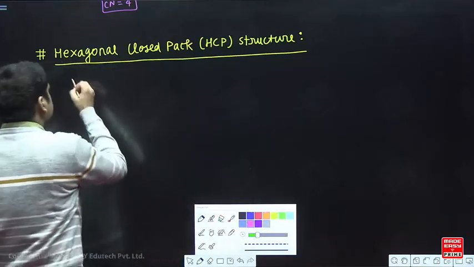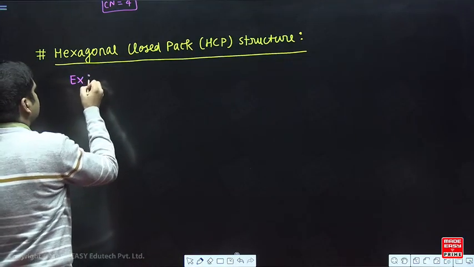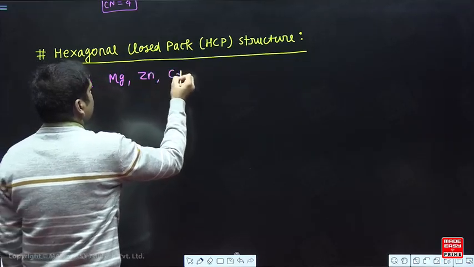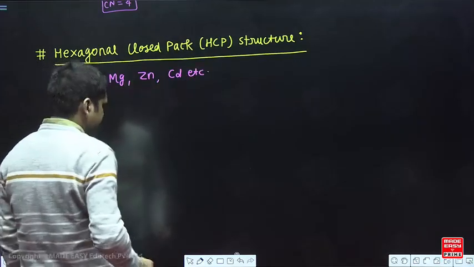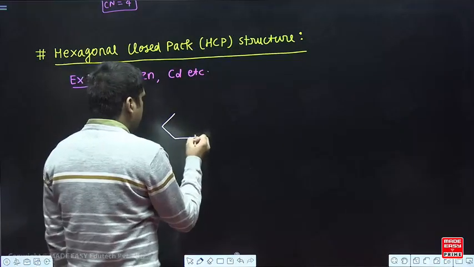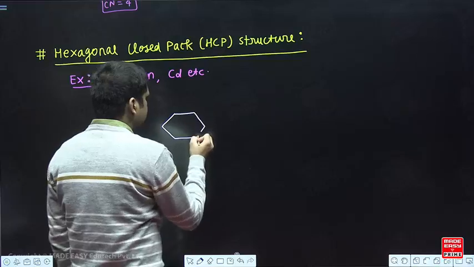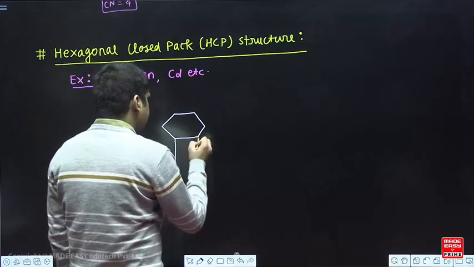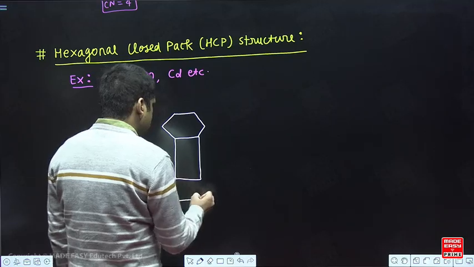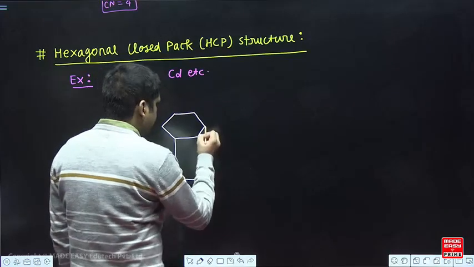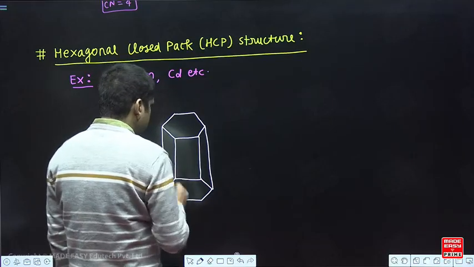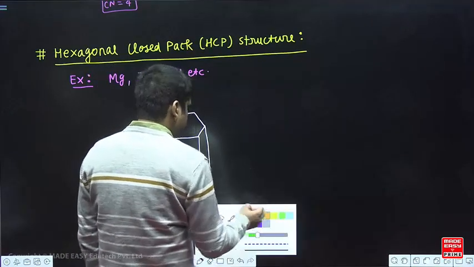This kind of structure is observed in magnesium, Mg, zinc, cadmium, etc. Here there are 6 atoms at the top corner and there are 6 atoms at the bottom corner. So there are 12 corner atoms. Top corner 6 and bottom corner 6.